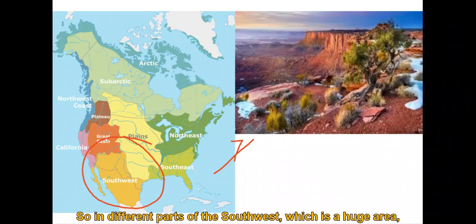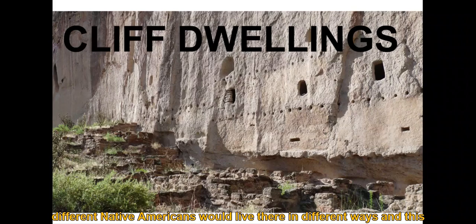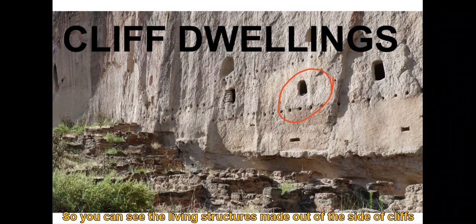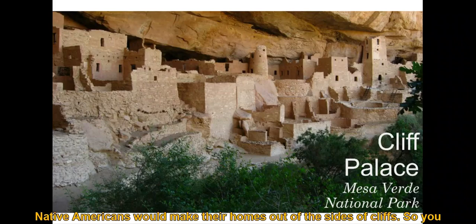So in different parts of the Southwest, which is a huge area, different Native Americans would live in different ways. And this is an example of the cliff dwellings that I was just talking about. You can see the living structures made out of the side of cliffs right there. And this is an example of a cliff palace. As you can see, Native Americans would make their homes out of the sides of cliffs. So you can see how their lifestyle was very much adapted to their surroundings.